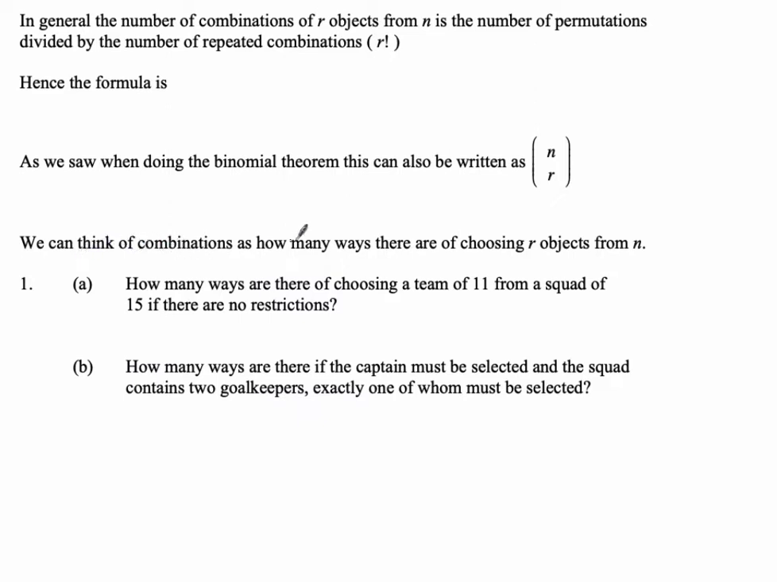We can think of combinations as how many ways there are of choosing r objects from n. Okay, how many ways are there of choosing a team of 11 from a squad of 15? There's no restrictions. So that's just 15 choose 11. Then you can use the formula, and you can work it out by hand. I'll show you how to do it on the calculator in a second.